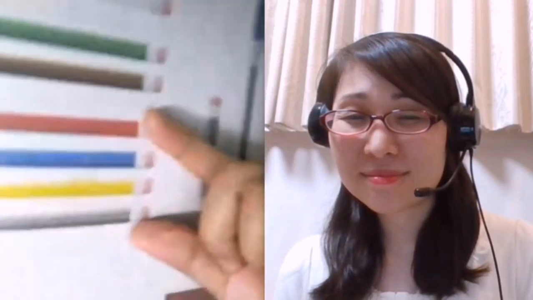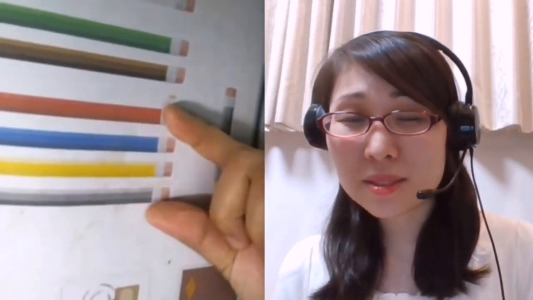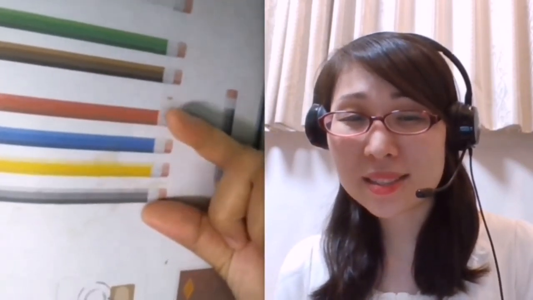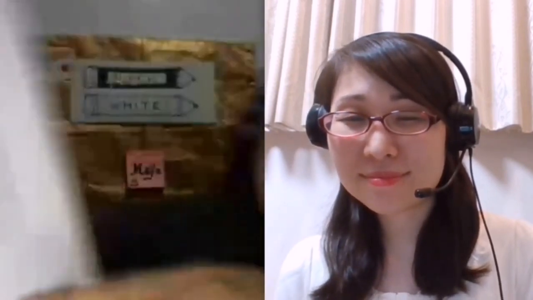Okay. What about this pencil? Are both these pencils red? No, those pencils aren't both red. One's red, and the other's gray. Yep.